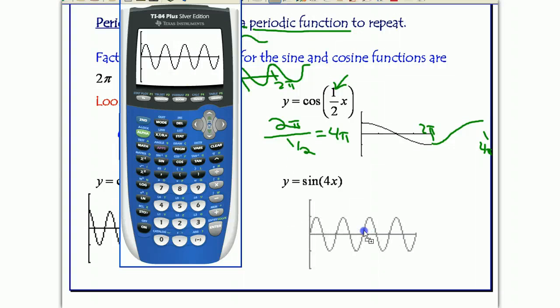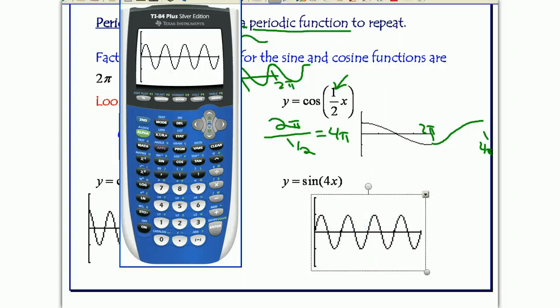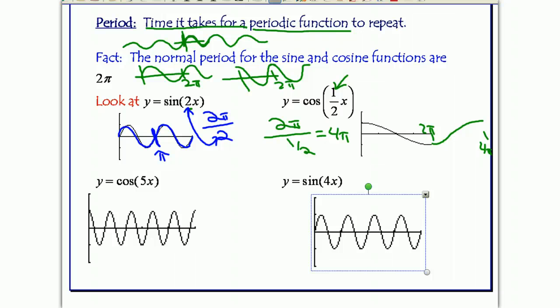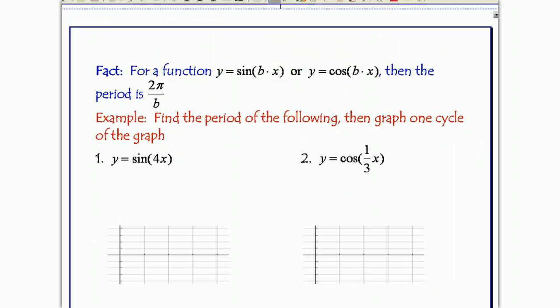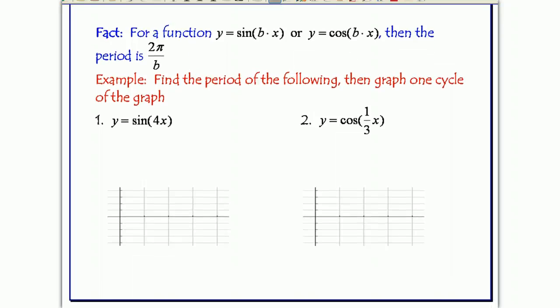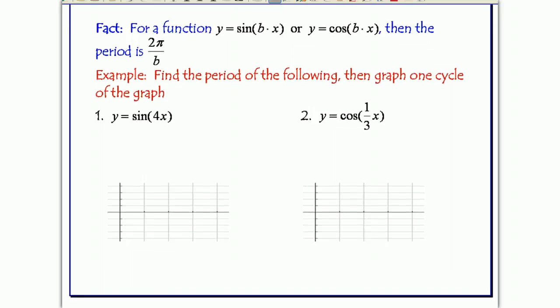No big surprise. Okay, so how do we say this abstractly, or how do we say this in general? Well, a nice way to say this is the normal period was 2 pi. So when you put a number on the inside, we call that b on the inside, then your new period is going to be 2 pi divided by that b. So whatever that b is going to make it go half as much, twice as much, depending on what the b is. Okay, so let's try a couple of these and see what we get.